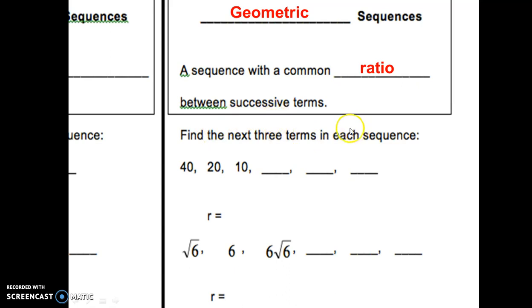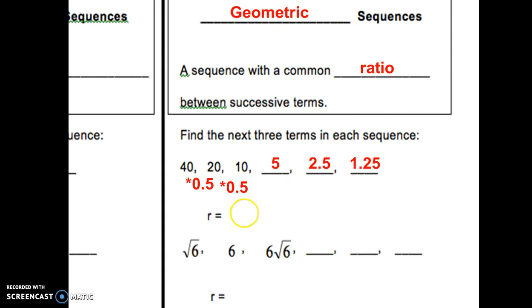It says find the next three terms in each sequence. First of all, looking at this, you can see it's 40, 20, 10. That number is basically being halved every time, or divided by 2 every time. But usually when you think of a ratio, think of it as multiplication rather than division. So what are you multiplying 40 by to make 20? Well, you're multiplying it by 0.5, or a half. So 40 times a half, or half of 40, is 20. And then multiply that by half again to get 10, and on and on. So half of 10 is 5, and then half of that is 2.5, and half of that is 1.25. So we've just created a geometric sequence.